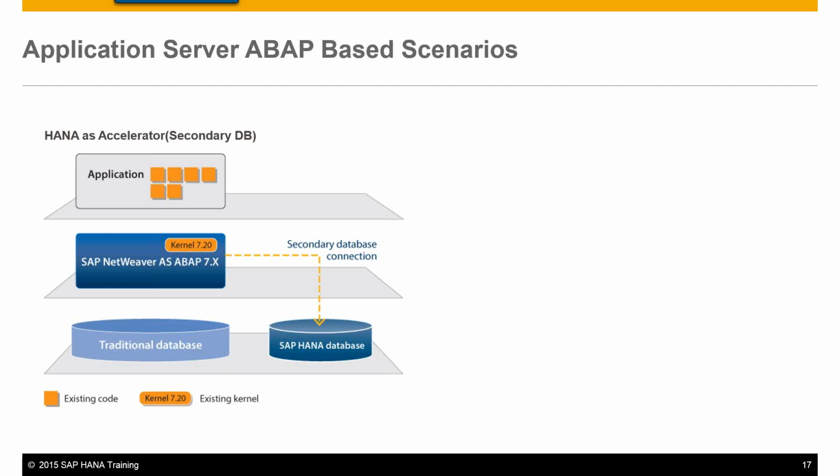Suppose I'm new to IT and I don't want to go for an existing system. What you can do is simply buy your SAP HANA system and build a native SAP HTML5 application on top of SAP HANA.